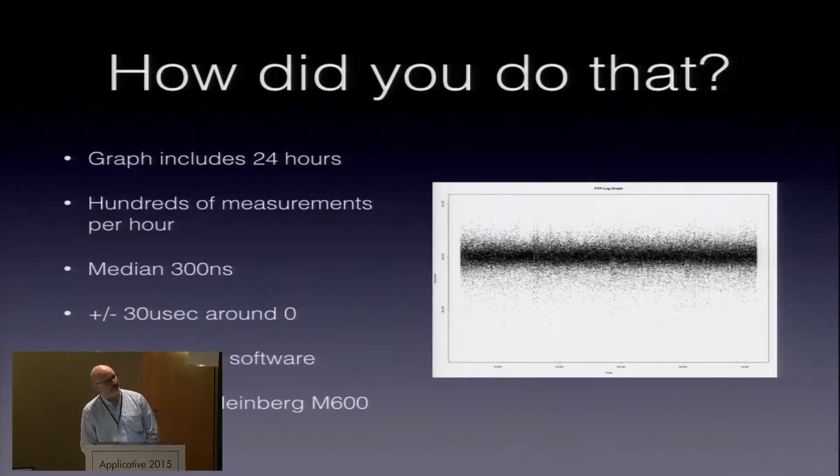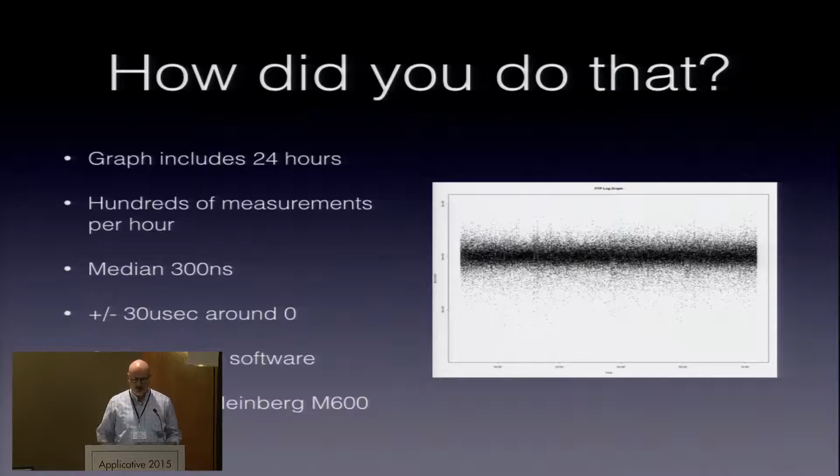Why do you see so many dots? Well, there are hundreds of measurements per hour. The median in the middle of that big graph is 300 nanoseconds either side of 0. Most of that data is between plus or minus 30 mics, and the numbers are at the 50. That client is pure software, and the master is this really nice Meinberg M600 that I got from the Meinberg folks.